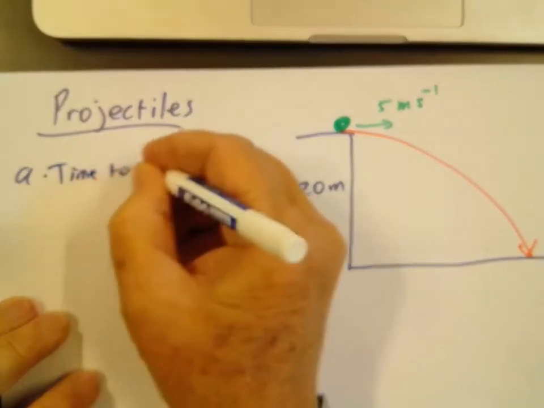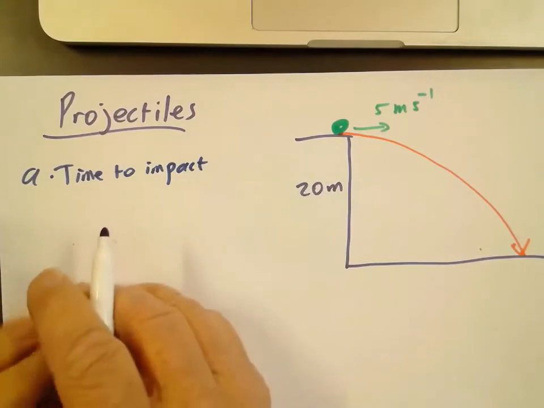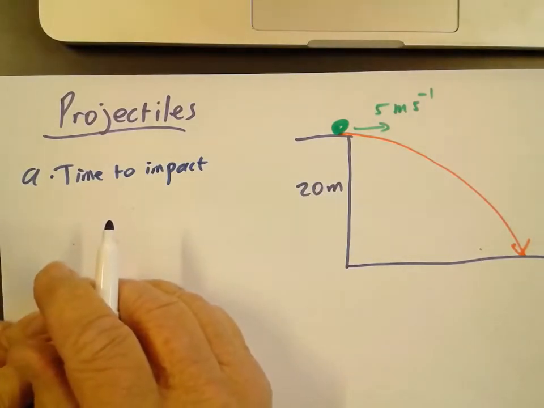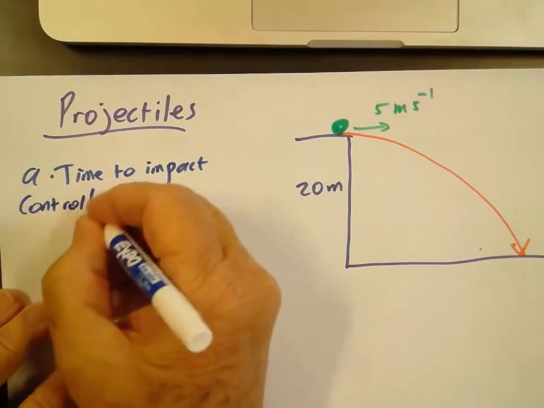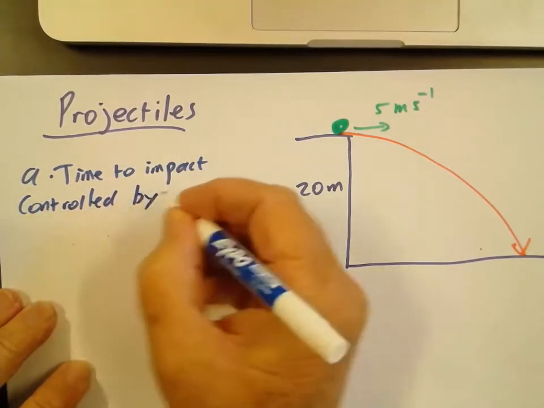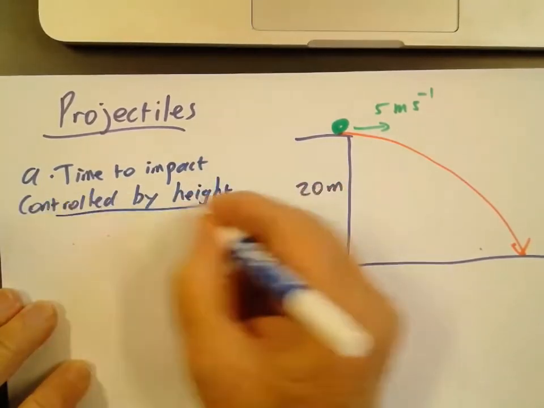Time to impact, and this is the one on the right that I've already drawn, which is just something projected horizontally off a 20-metre cliff, and it is controlled by the height. Nothing to do with the horizontal velocity, it's just controlled by the height.